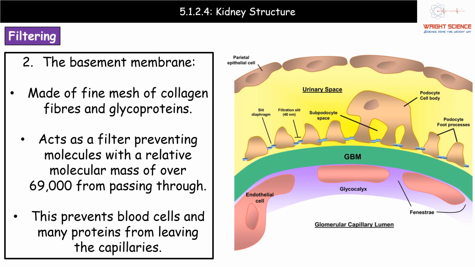So what we find here is this little mesh is actually going to act as a barrier to any molecule which has a molecular mass of over 69,000. So anything with that larger molecular mass than 69,000 can't pass through that basement membrane, so it gets stuck. Now, this is obviously going to be quite important to us because that means that none of the blood cells, none of the plasma proteins are going to be able to exit to get through into the Bowman's capsule, assuming the kidney is working properly.